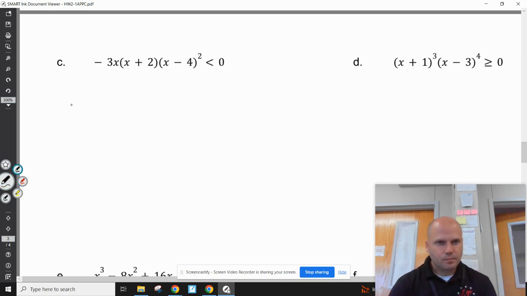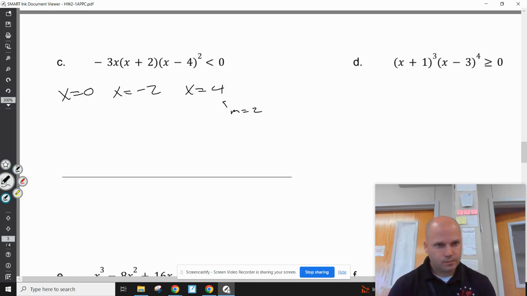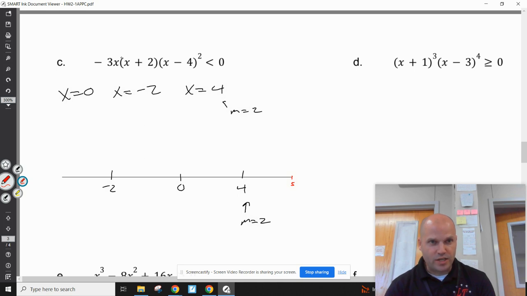understanding now. X equals 0, x equals negative 2, x equals 4. X equals 4 has a multiplicity of 2. List them off in order: negative 2, 0, 4. X equals 4 is the multiplicity of 2. All we need is one test point. I always like to go all the way to the right because I like positive numbers. They're easy to work with. Negative 3 times 5 is a negative. This will be a positive. This will be a positive.